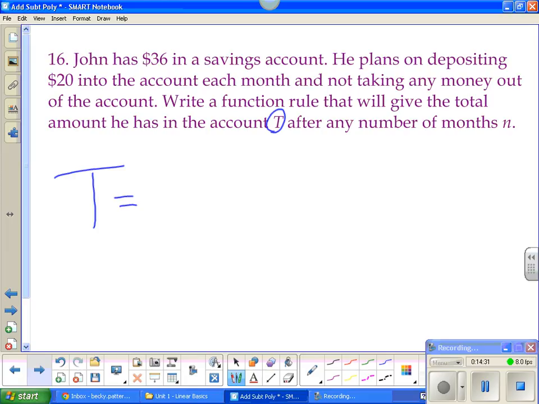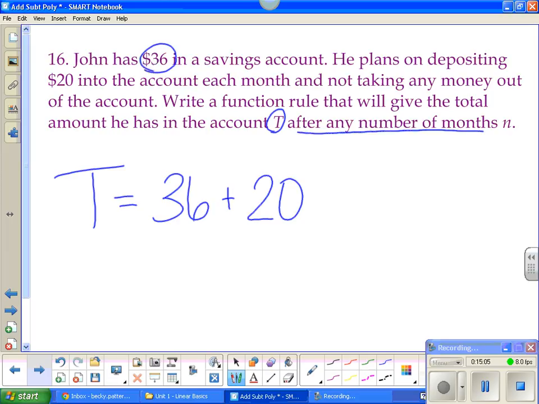Okay, so how much money did he start with? He started with $36. So he has a flat $36 sitting in the bank. Now, he's decided that he wants to deposit $20 into the account each month and not take any out. So we are adding to this $36 $20. But not just one time. He said that he wants to deposit $20 into the account each month. And it says after any number of months in. So N represents the number of months.